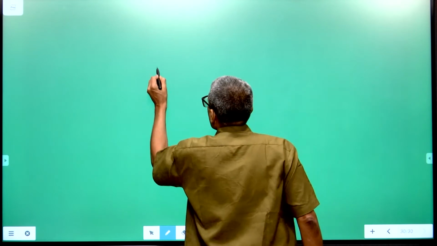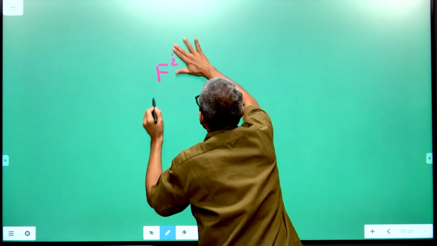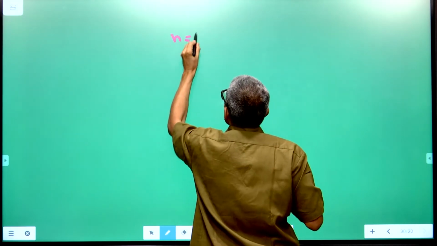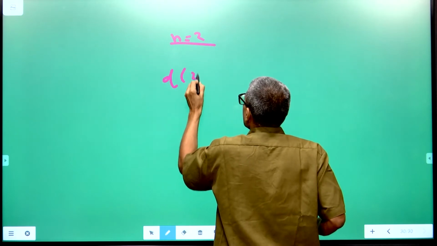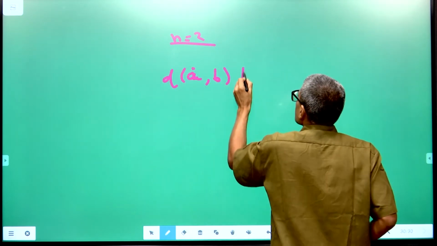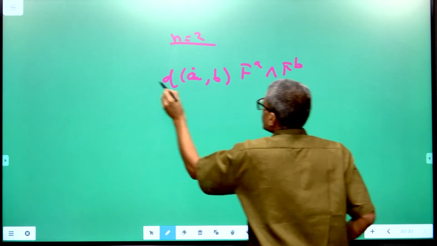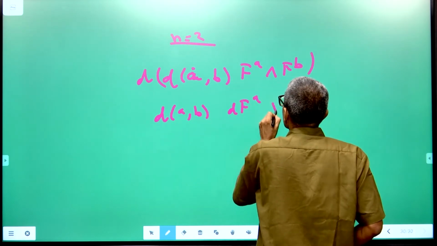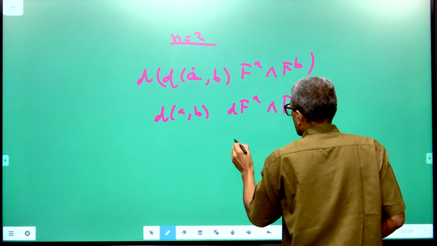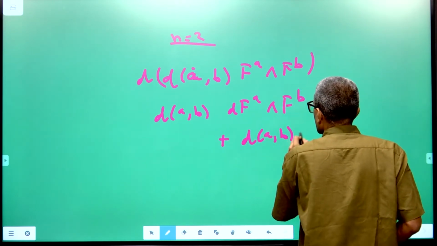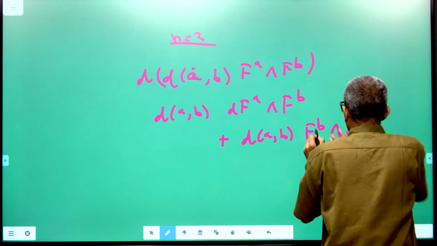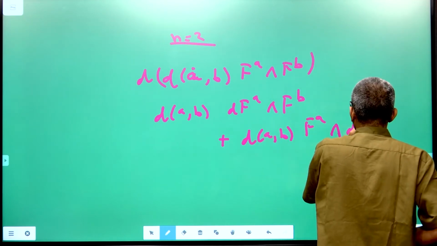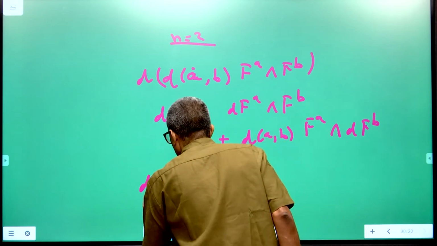For example, in the case of n equal to 2, so that is a 4-dimensional manifold, suppose you consider d_ab F^a wedge F^b, and I take the d of this, what do I get? I get d_ab into dF^a wedge F^b plus d_ab into F^a wedge dF^b, and then I substitute d_ab.